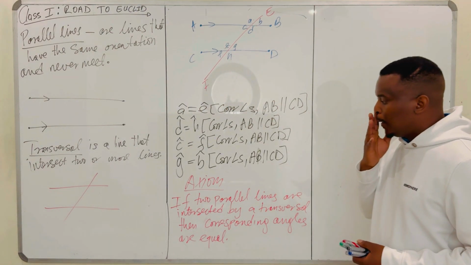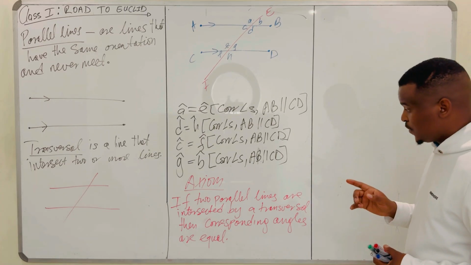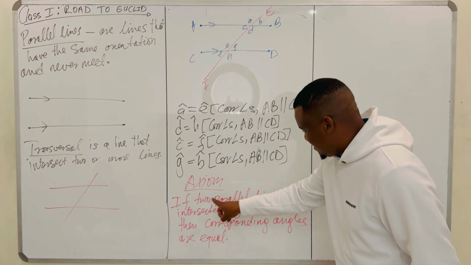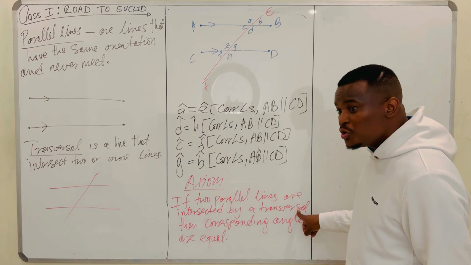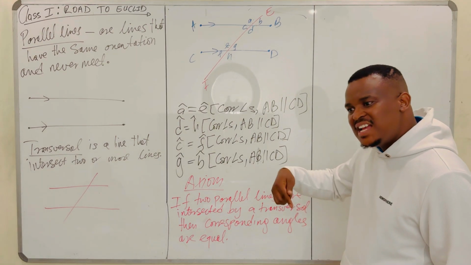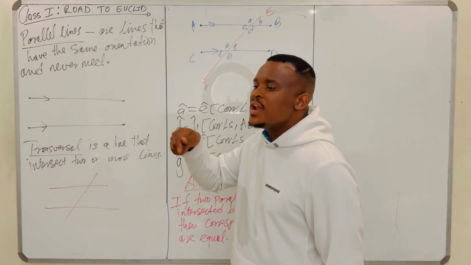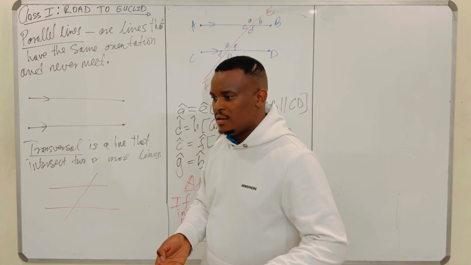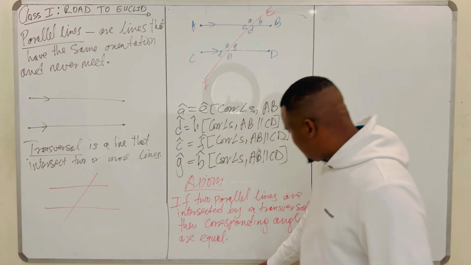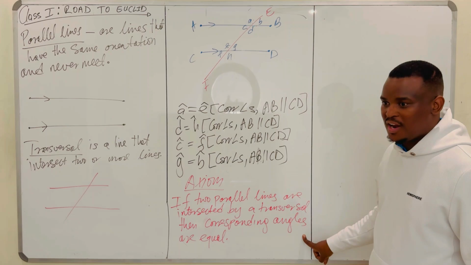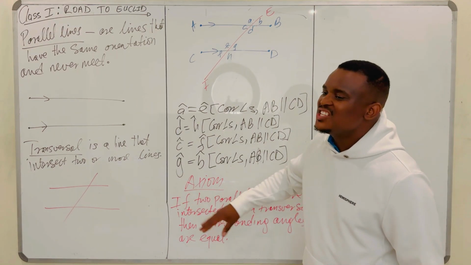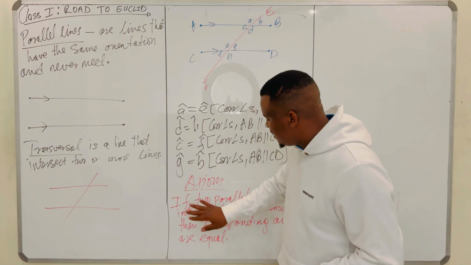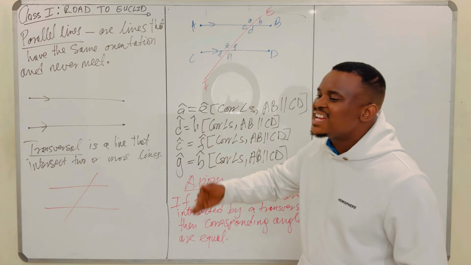Are you following? Yes. Look at the statement. If two parallel lines are intersected by a transversal, do you see this is a condition? I'm saying intersect two parallel lines by a transversal. If you do that, then the corresponding angles will be equal. So the first part is what you are given. The second part is a claim.